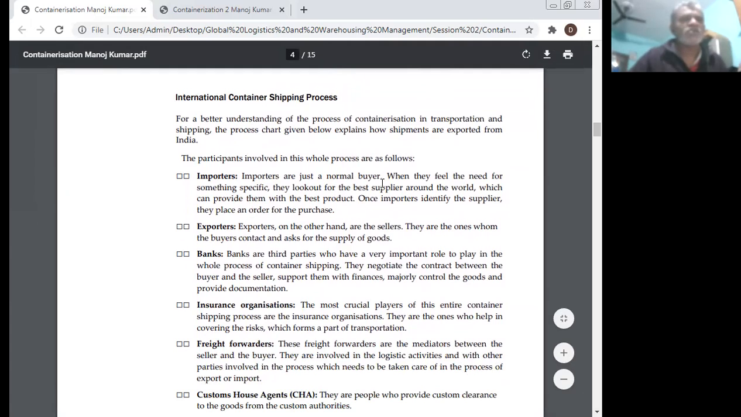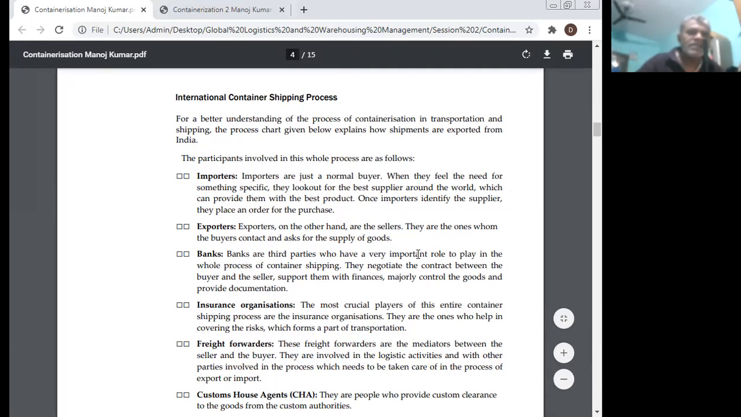Importers are just a normal player. When they feel the need for something specific, they look out for the best supplier around the world who can provide them with the best product. Once importers identify the supplier, they place an order for the purchase. Exporters, on the other hand, are the sellers. They are the ones whom the buyers contact and ask for the supply of the goods.